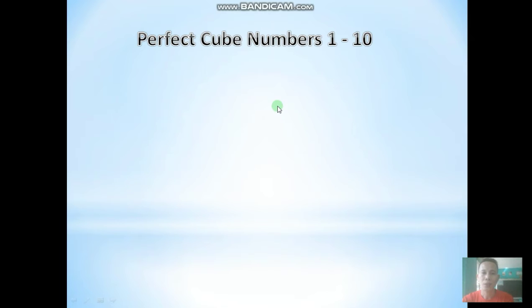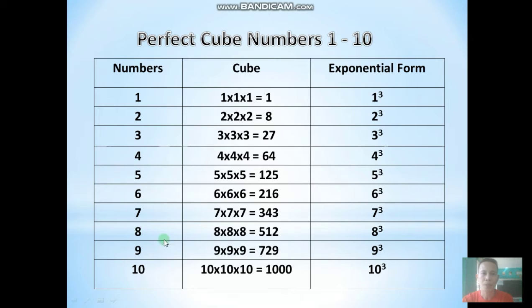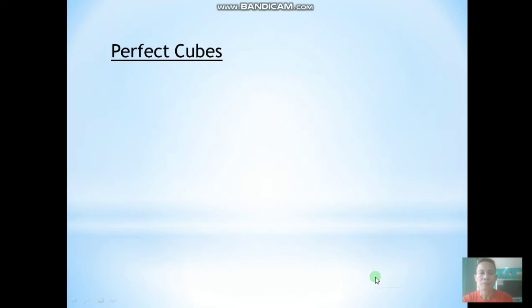In this lesson, we need to recall our knowledge about perfect cube numbers. Here are some examples of perfect cube numbers from 1 to 10. These are the numbers, these are the cubes, and these are the exponential forms. When we see a cube, the number is being multiplied by itself 3 times, and the results are what we call perfect cube numbers. These numbers can also be expressed in exponential form, meaning the base 1 is multiplied 3 times, base 2 is multiplied 3 times, and so on until 10.